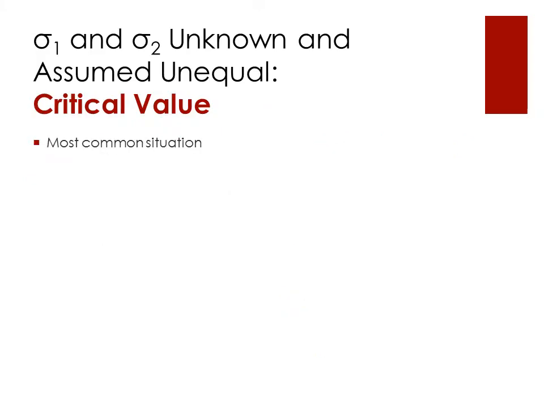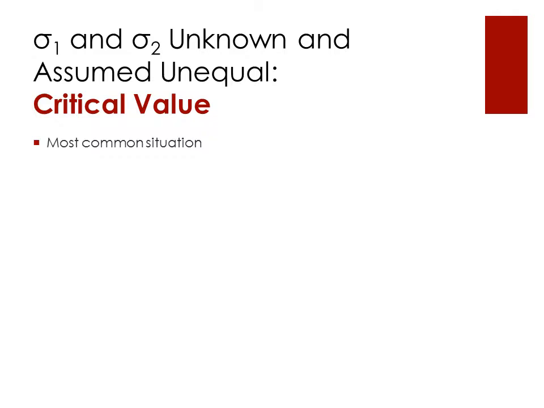Your book goes over several different forms of the t-test. We are going to focus on doing the t-test when our sigma for both of our populations is not known, and we are assuming that it is not equal. So we have sigma, the standard deviation for population 1, and the standard deviation for population 2 is unknown. We are assuming that they are not equal to each other. This is the most common one that you're going to use, so we're going to focus on that.